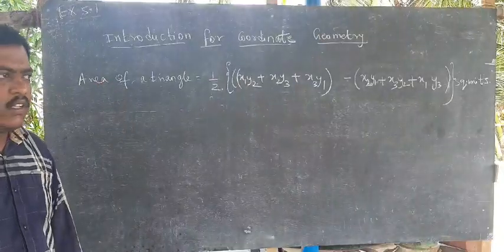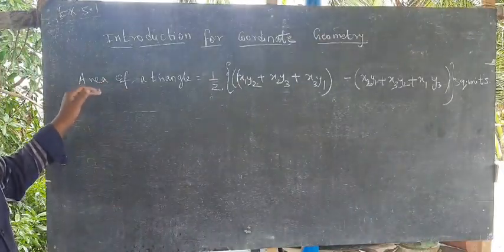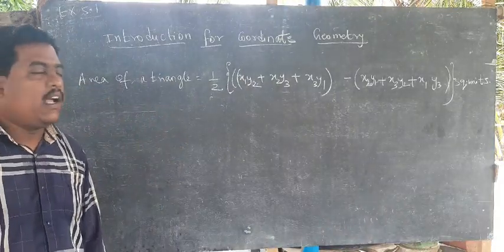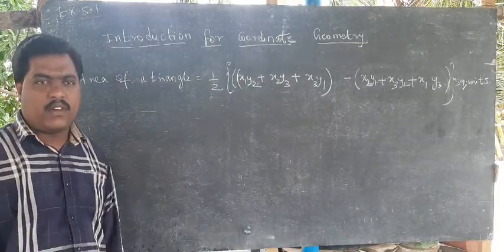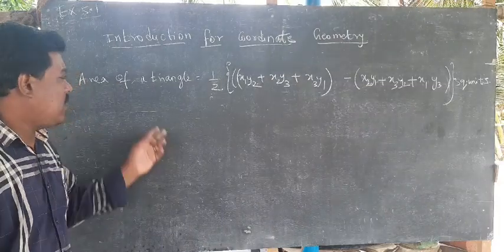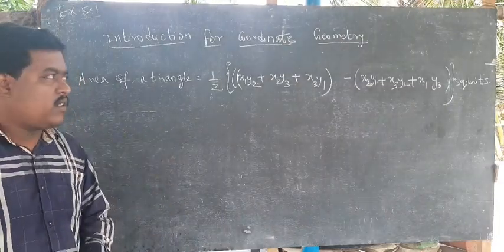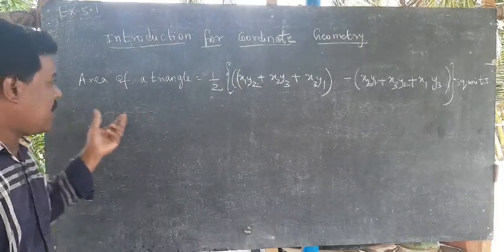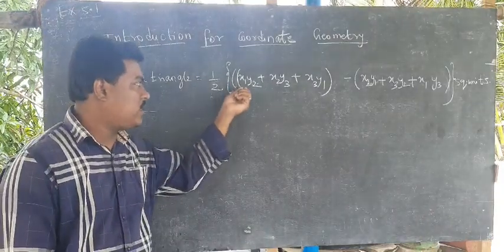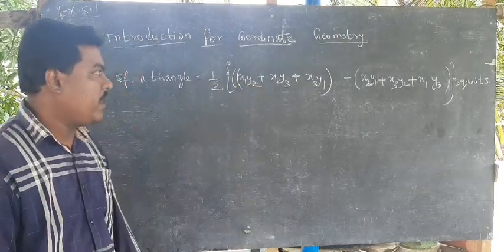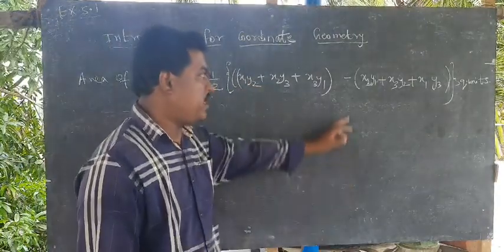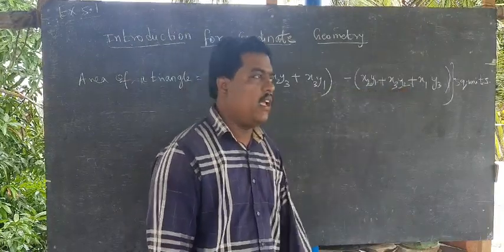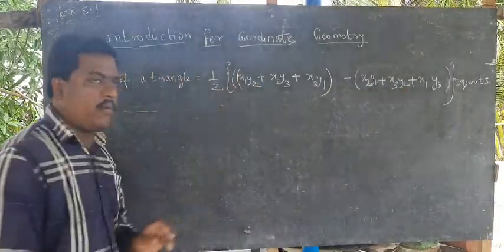Applied geometry. So today we will see the formula for the area of the triangle, the area of the quadrilateral, and then collinear. So what is a triangle, a quadrilateral, collinear? They have given some formulas for the area of the triangle. Area of the triangle means 1/2 into x1 y2 plus x2 y3 plus x3 y1 minus of x2 y1 plus x3 y2 plus x1 y3. Like this they have given the formula.